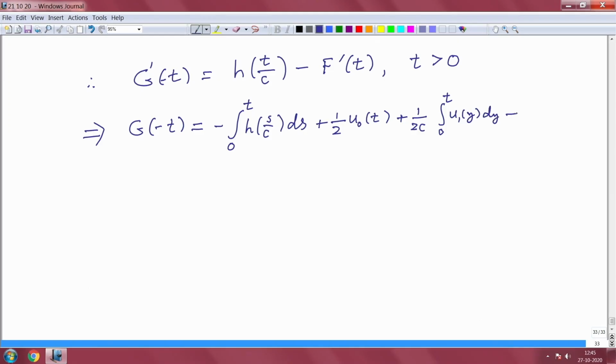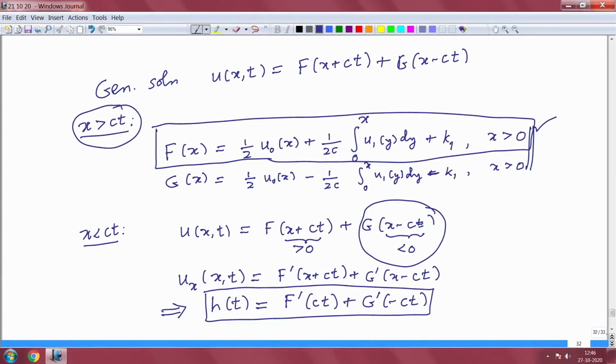So, we can always add a constant of integration. So, k is just an integration constant, and now this is valid for t positive. Okay. So, we have obtained now an expression for g of minus t when t is positive. Okay. So, again go back, this is our expression, you simply substitute that. Okay.